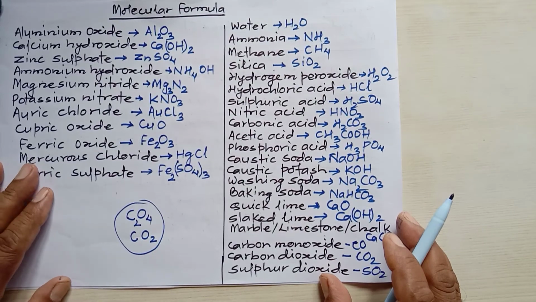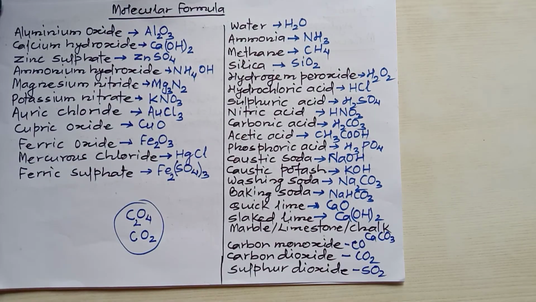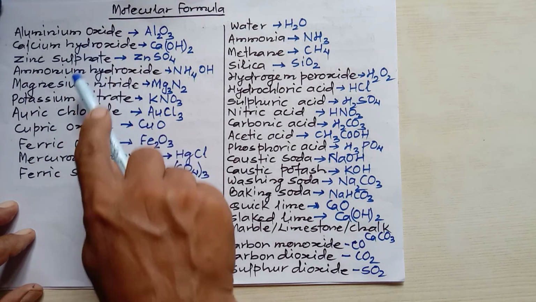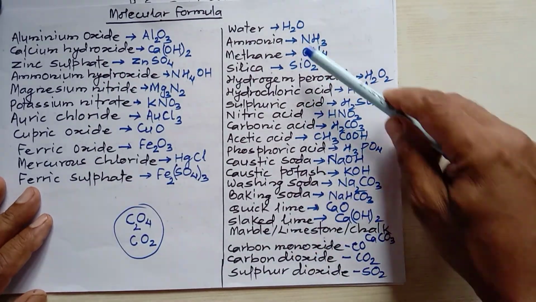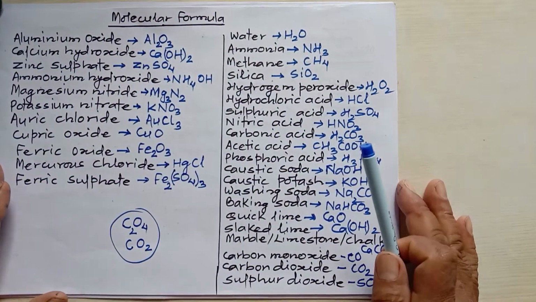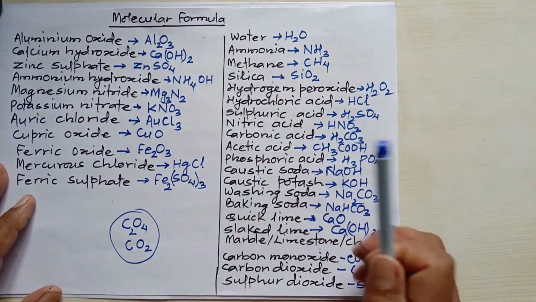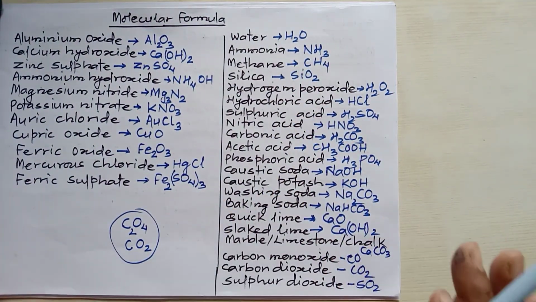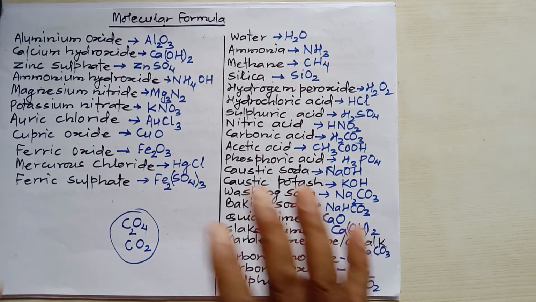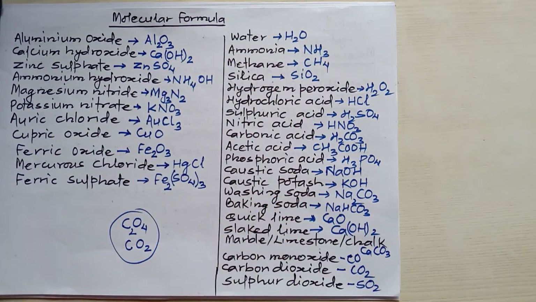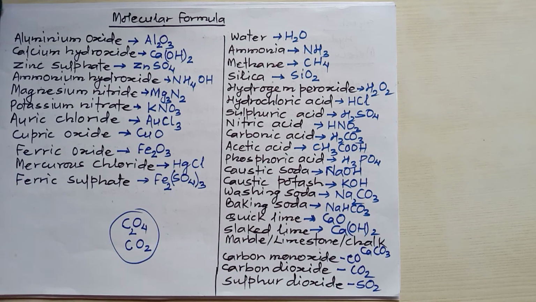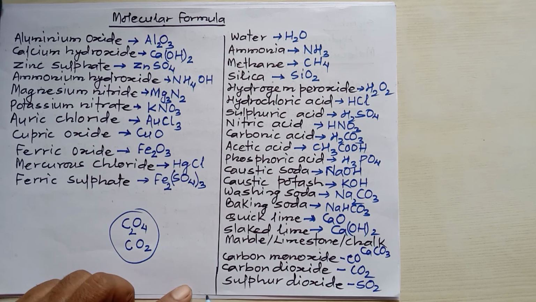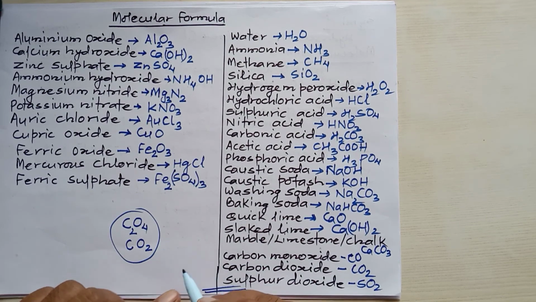Until and unless we are able to write the molecular formula looking at the compound, and until and unless we remember this commercial name, which may be given directly in the chemical reaction, we will not be able to write the chemical reaction. That's why this is the full preparation for the chemical reaction. If we are able to write molecular formulas, we'll be able to write chemical reactions. Okay, next class we'll write chemical reactions. This much for today.